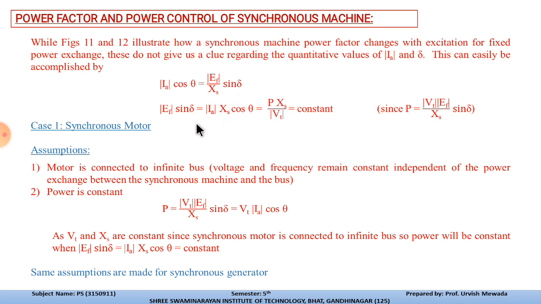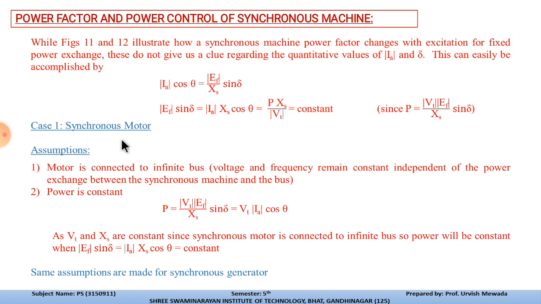Now from EF sine delta, if we make it the subject, then this equation will become Ia XS cos theta. Now this is the value that we put over here: Ia is P by Vt into XS, which is constant, since P is equal to EV by X sine delta, so Vt EF by XS sine delta. Now let us consider case number 1.